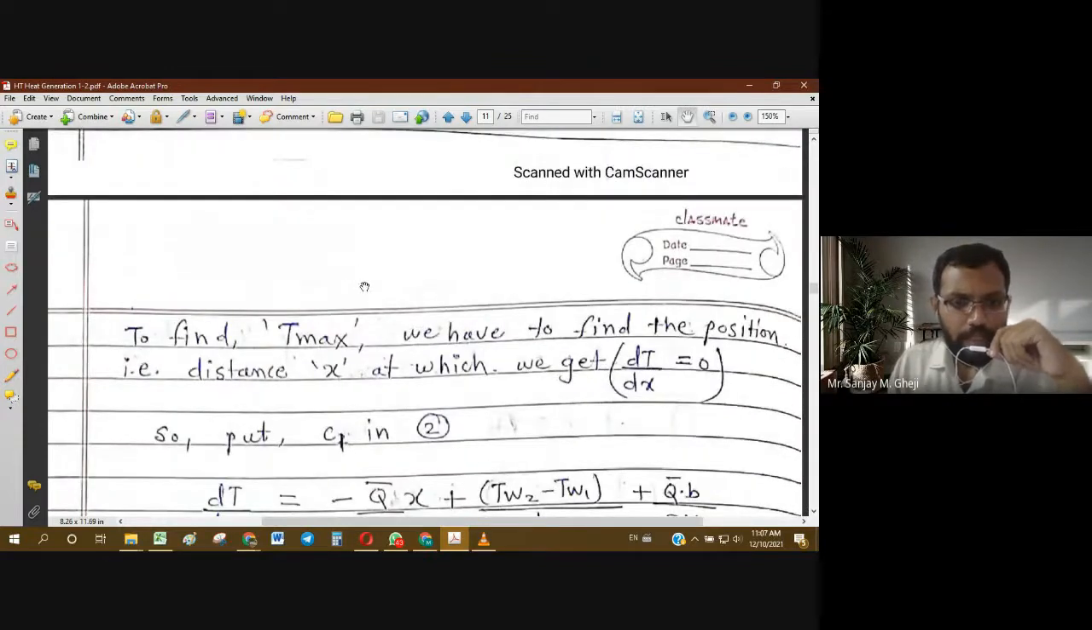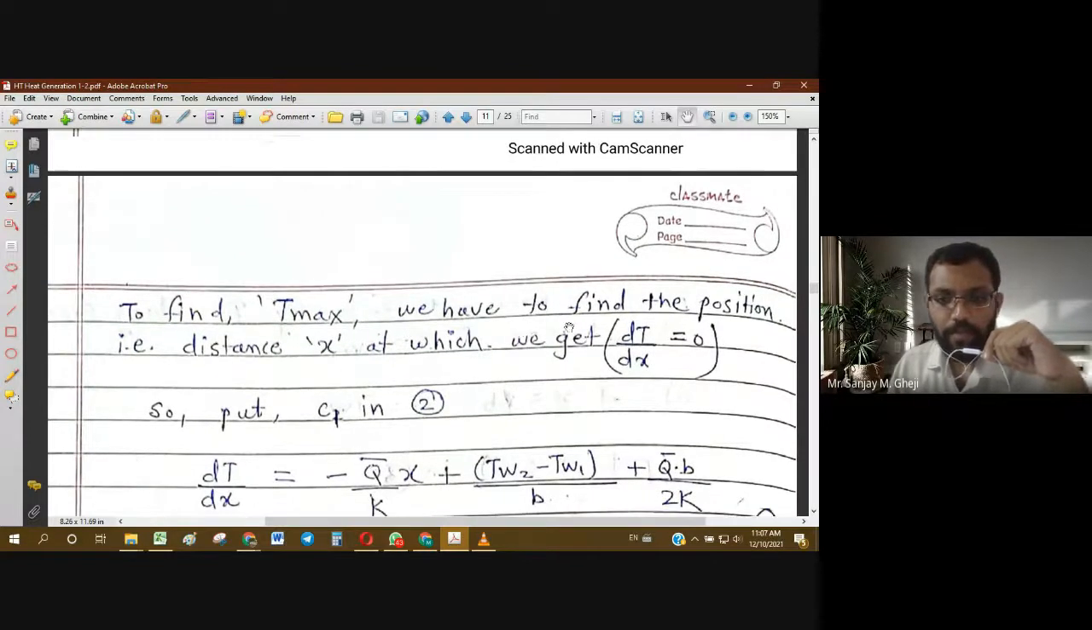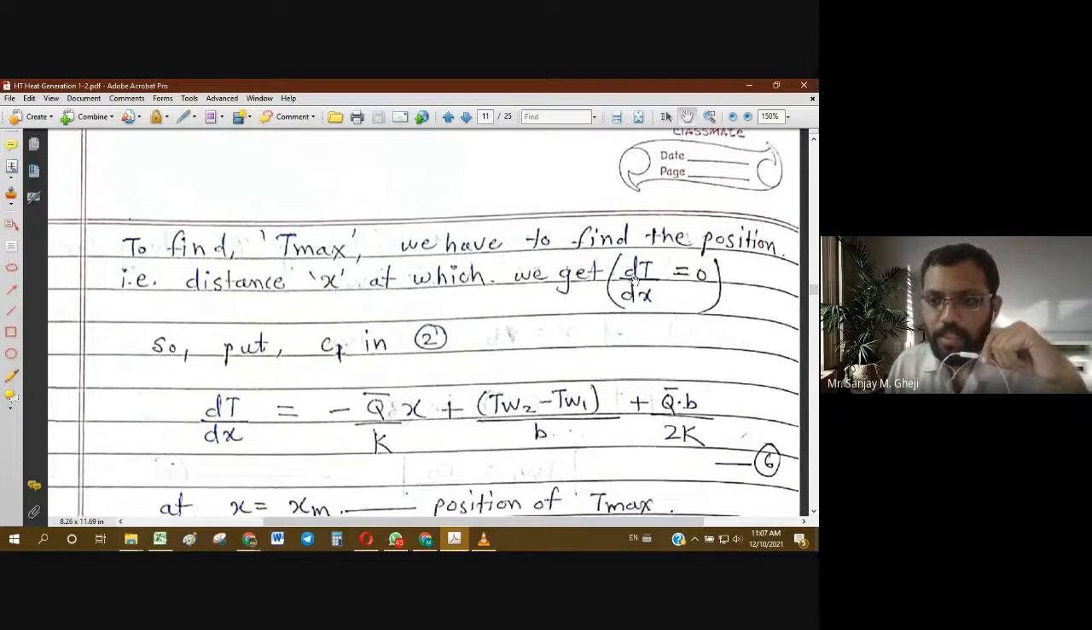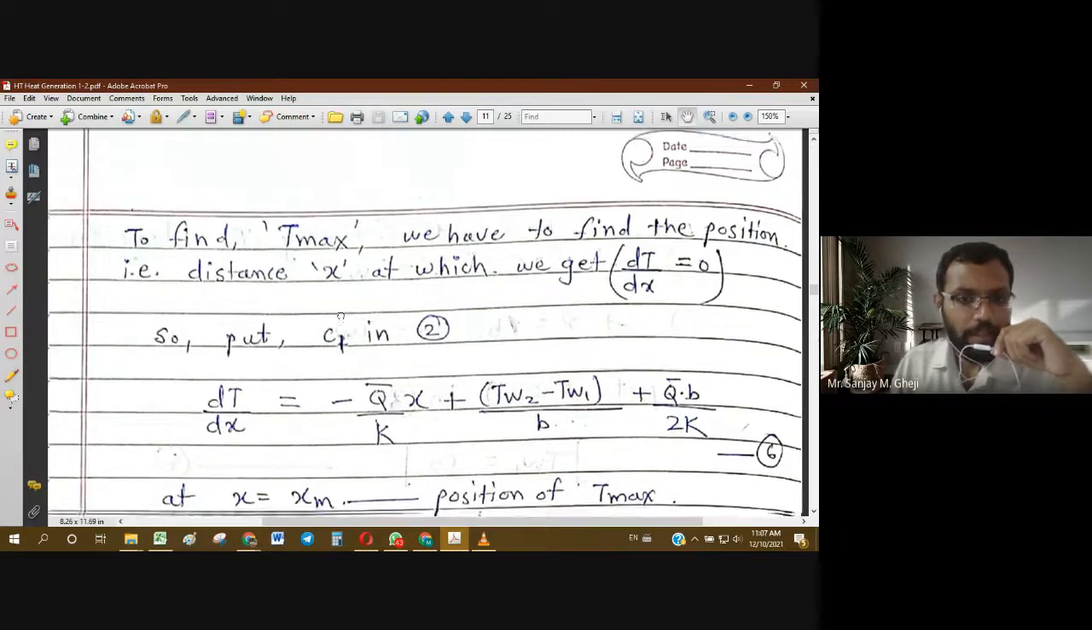Now we have to find the maximum temperature, and where it will appear. Let us say it is appearing at distance x. We don't know whether x is at the midpoint, or at one fourth length or three fourth length. We certainly have no idea. To get the exact value of x where T max will appear, we will use dT by dx equal to 0. By using dT by dx equal to 0, we can find the maximum point.